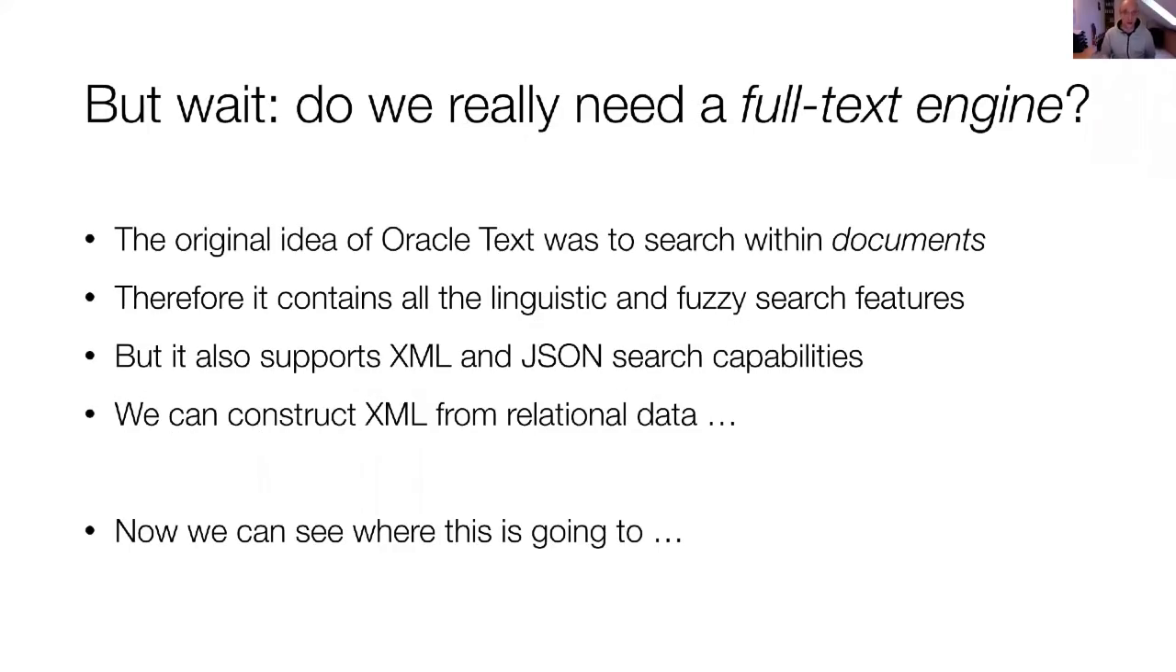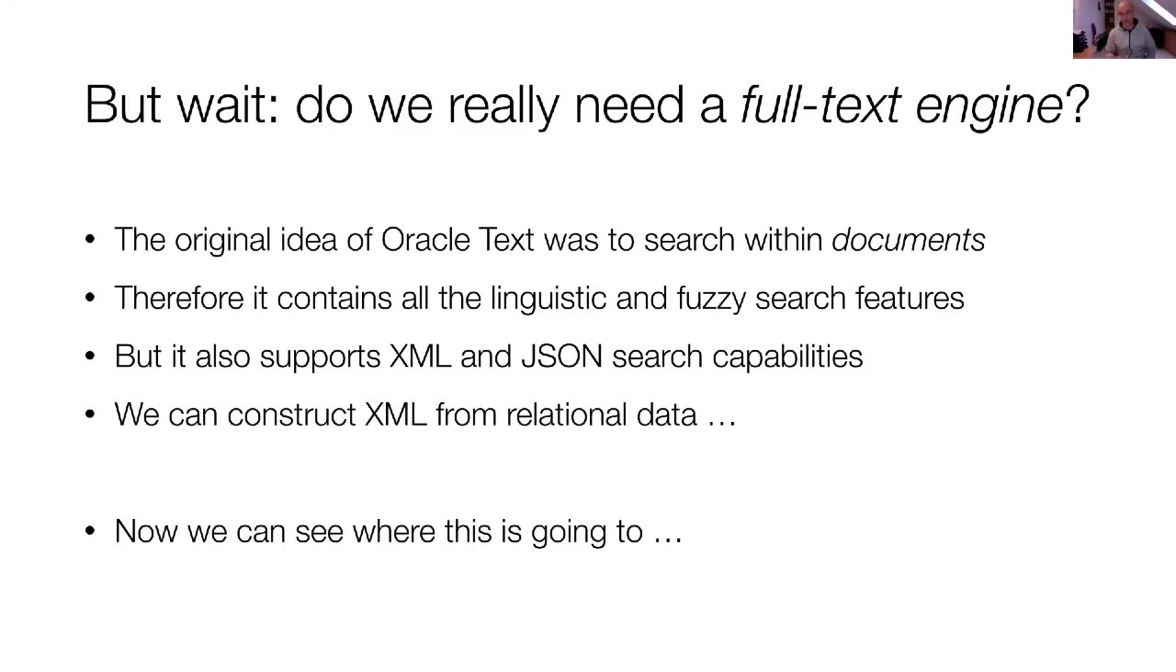But Oracle Text is a full text engine. When you look at the documentation, it's searching CLOBs, XML, linguistic stuff, and it talks about press articles, descriptions, a lot of real full text stuff. But that's not what we wanted to do. We wanted to search relational stuff. But wait a moment. The roots of Oracle Text is document searching. That's correct, and that's the reason why linguistic and fuzzy search features are available.